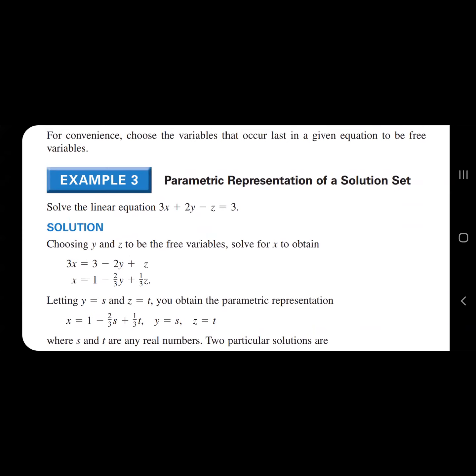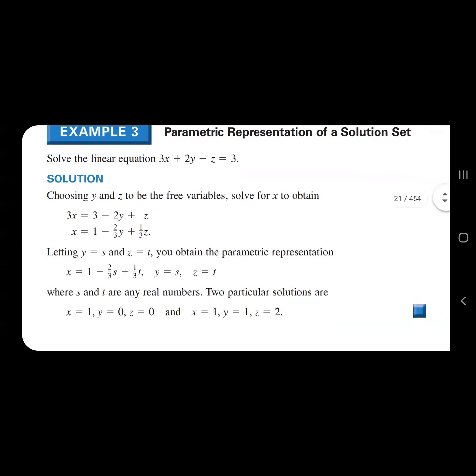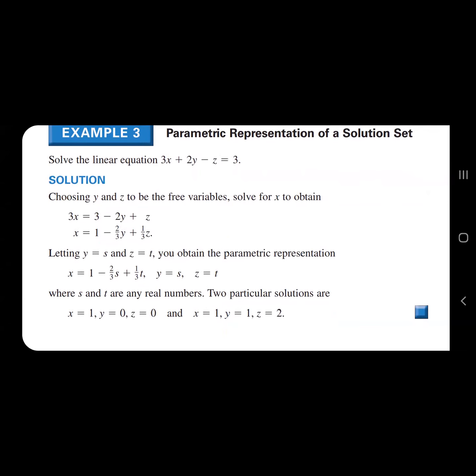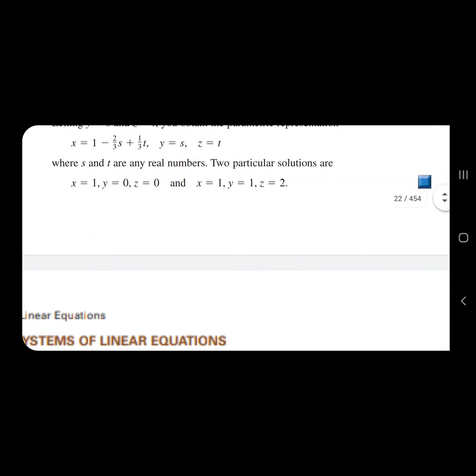Now, if you give me any random s and t, that'll produce an xyz triplet that is a solution to this equation. For example, if I let s and t each equal 0, that's going to give me the solution 1, 0, 0. If I let s equal 1 and t equal 2, that's going to give me the solution 1, 1, 2. The point is I could randomly pick values for my parameters. I could just plug away.